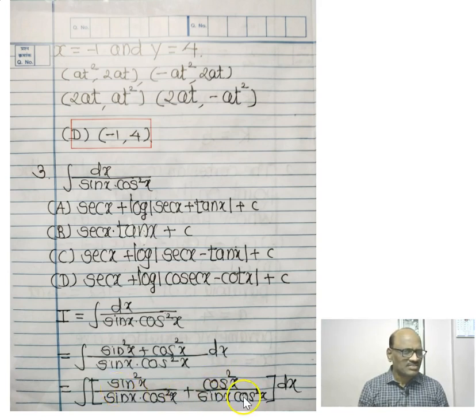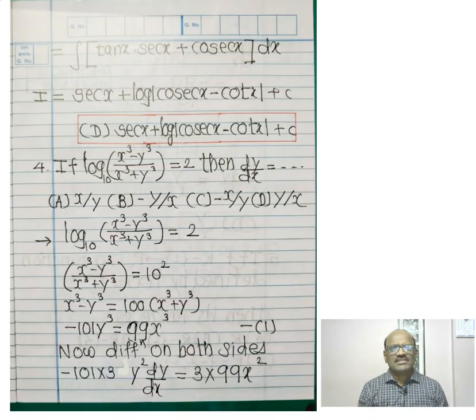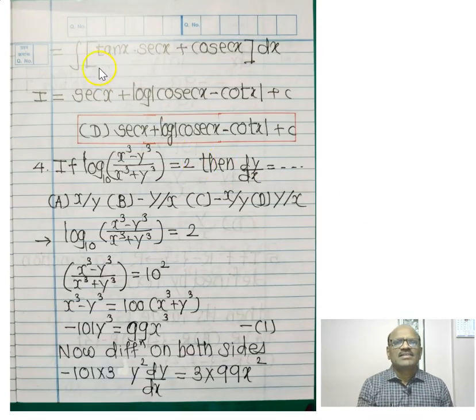Now here cos square x gets cancelled. Then you are getting 1 upon sin x. It becomes cosec x, and you can find the integration easily. That is equal to integral of tan x into sec x plus cosec x dx.